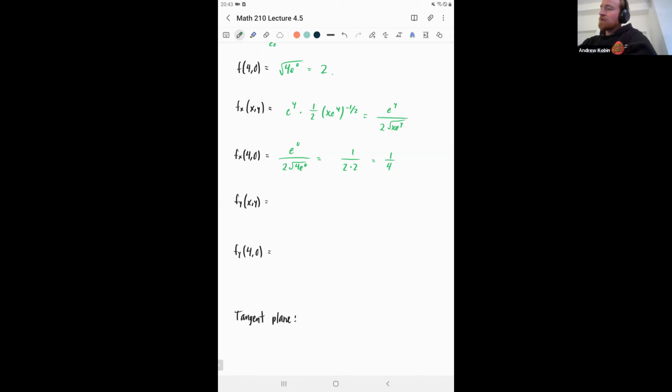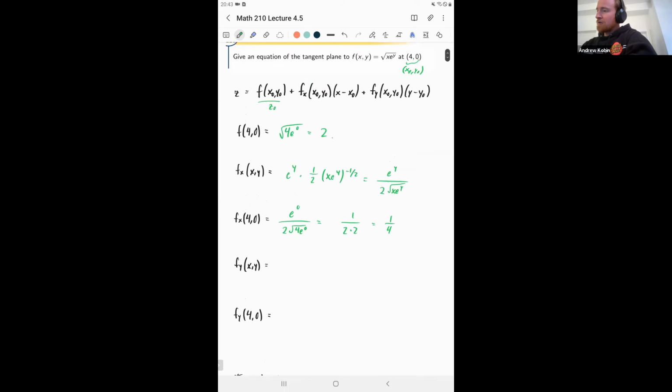Okay, next let's do the partial derivative with respect to y. I need to show you the function again. It's square root of x times e to the y. And here, x e to the y, x is a constant. So you can think of this as like a function constant times e to the y with respect to y.